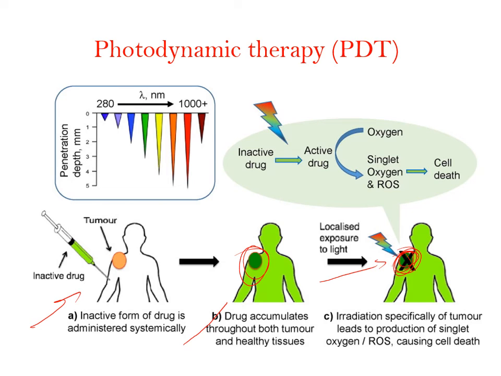But for the other tissue, it will not be dangerous, because the light will be applied on this agent only, or on this tumor part only, and that will cause cell death of the tumor. So in this way it's possible to remove tumors.